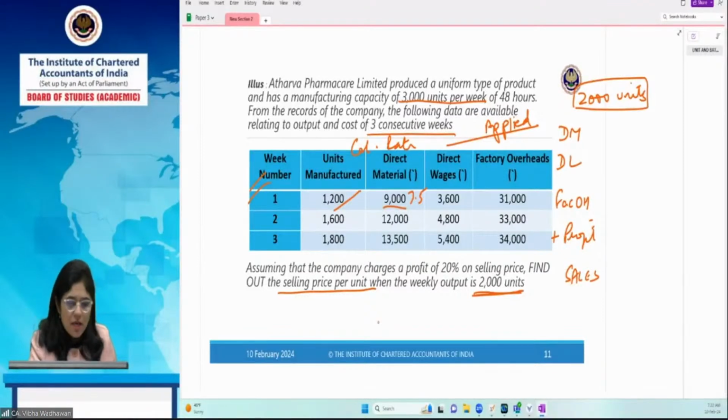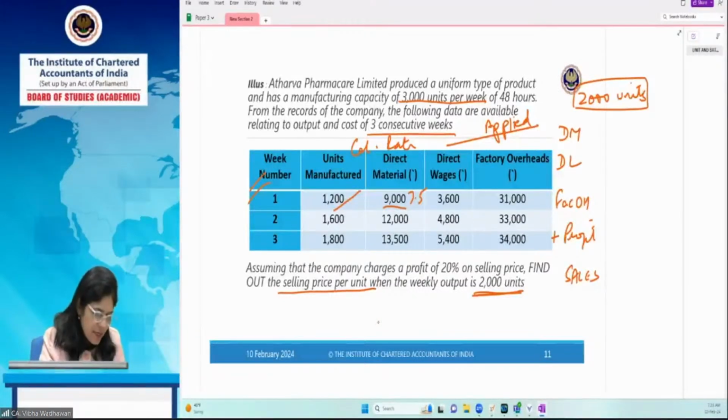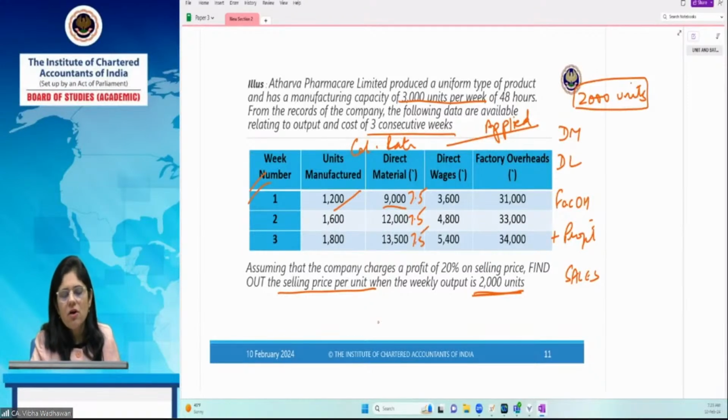All right, so let us check here also. 12,000 for the second week divided by 1,600 is 7.5. 7.5 for the second week also. You can check for the third week also. 500 divided by 1,800 is 7.5. That means material cost is variable. 7.5 is the material cost per unit. Variable cost per unit never changes.